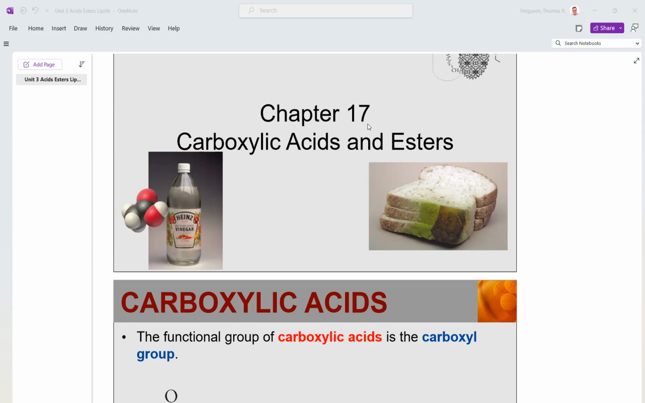So, all right, Unit 3. Unit 3 is on carboxylic acids, esters, and lipids. The lipids are one of the older units of study, probably of everything we're going to cover today, lipids.